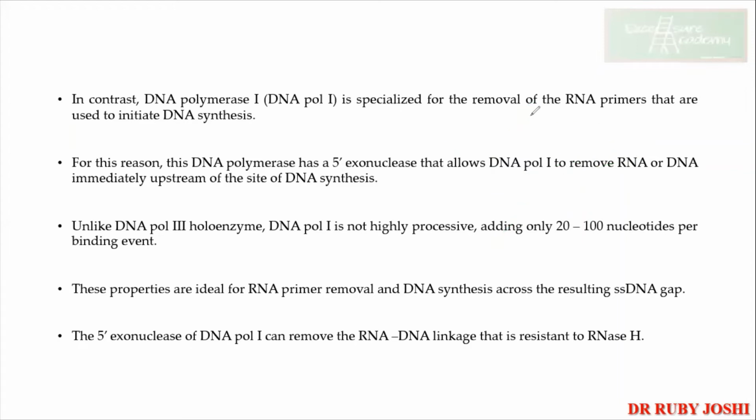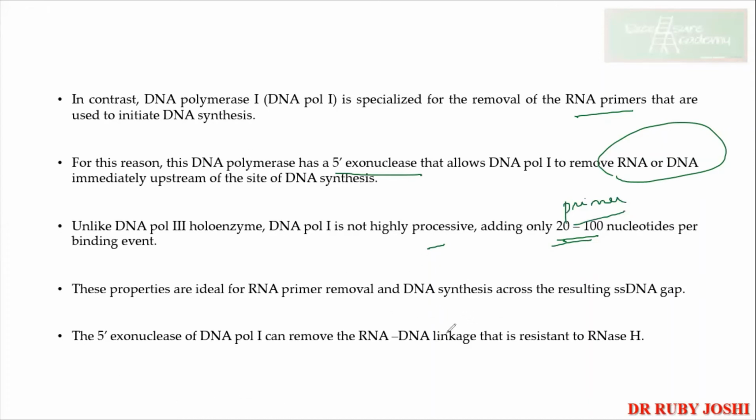Now, in contrast to polymerase 3, we have DNA pol 1 also, which is specialized for the removal of RNA primers. Wherever there is a gap, it is going to fill it with new nucleotides. It also has 5' exonuclease activity because it is responsible for removing the DNA-RNA hybrid that is present, okay? DNA pol 1 is not highly processive. It can add only 20 to 100 nucleotides per binding event, and that much is enough, right? Because our primer is also about that size. So after removal, this gap can be easily filled by DNA pol 1.